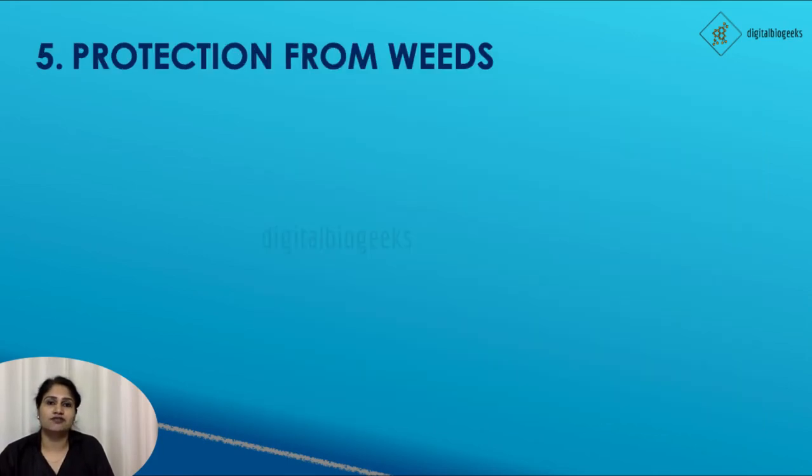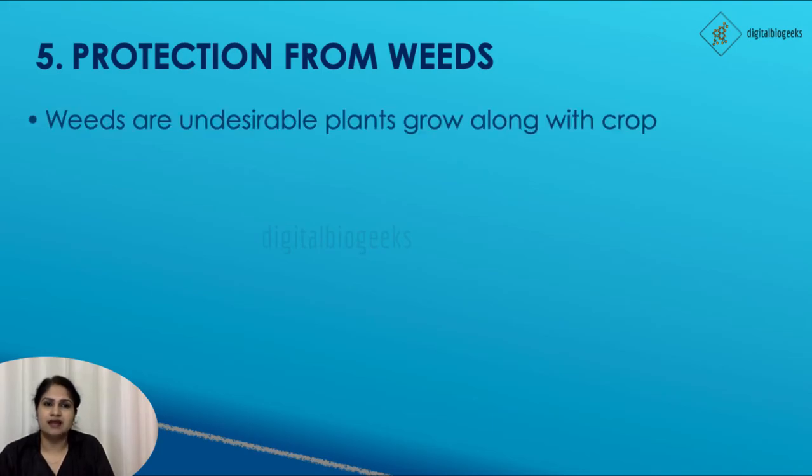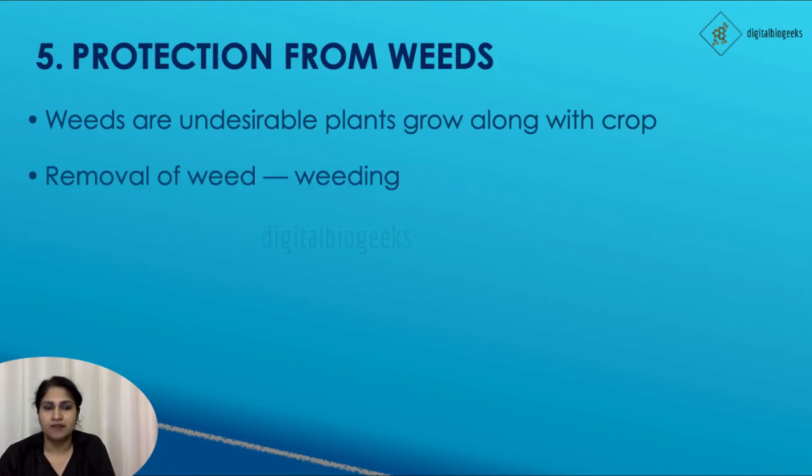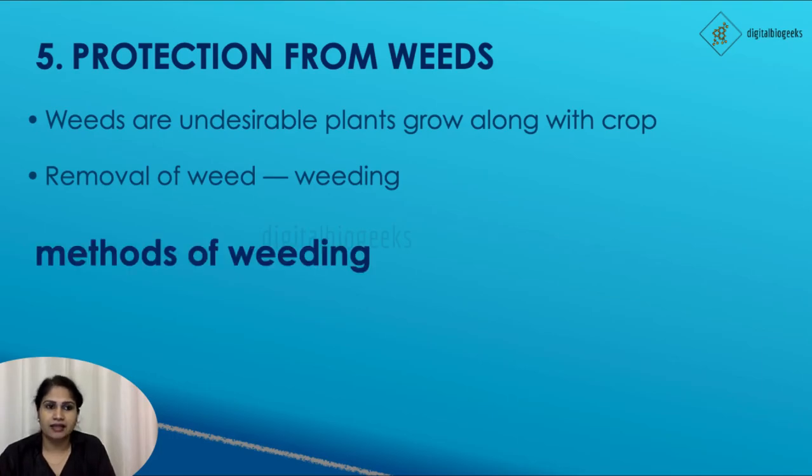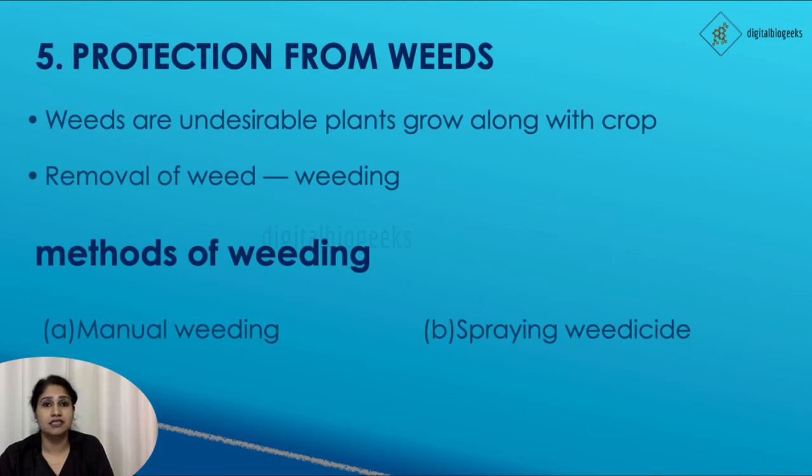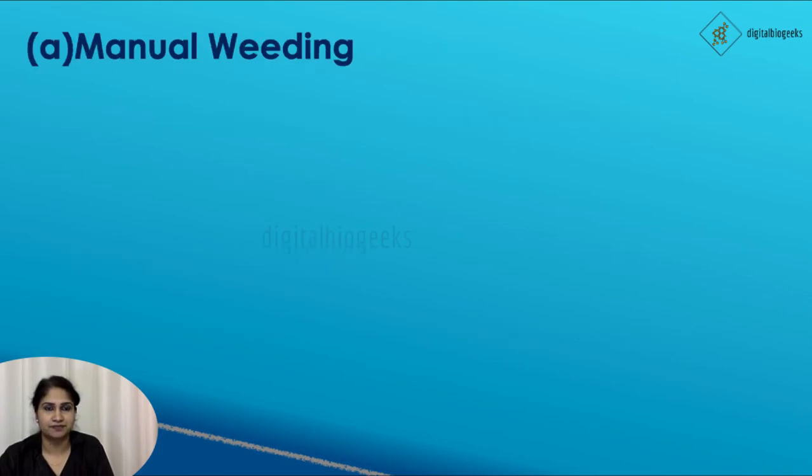Now, protection from weeds. Weeds are the unwanted plants that grow along with crop. These weeds may be poisonous. Weeds compete with the crops for nutrients and water, which will lead to improper growth of that crop. So we have to remove that weed. The removal of weed is called weeding. And there are methods of weeding like manual weeding and spraying weedicide.